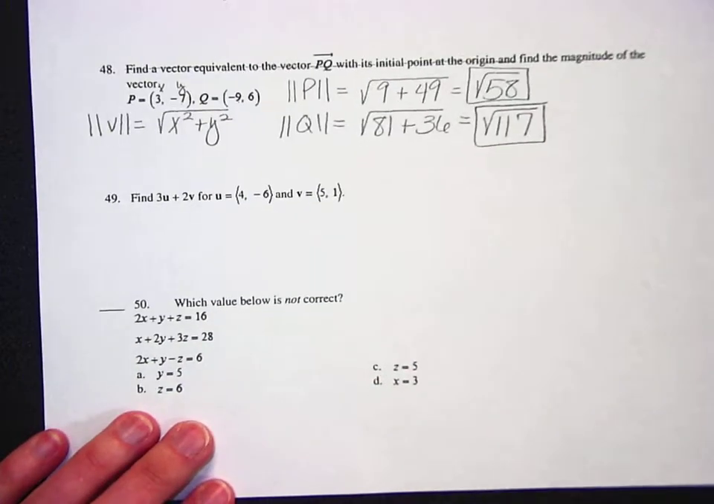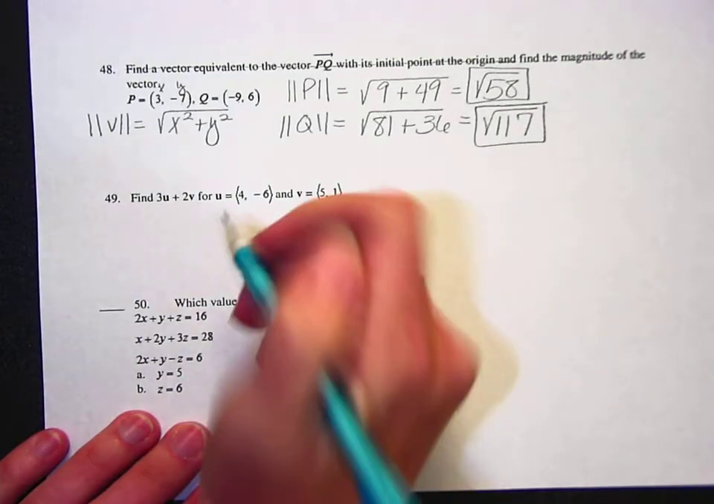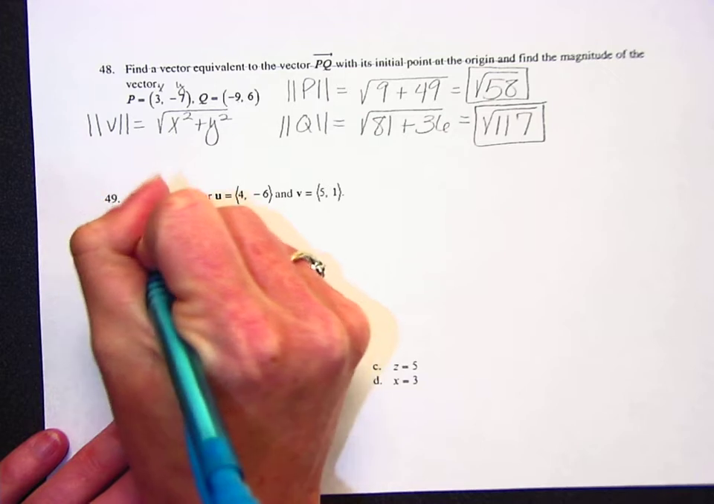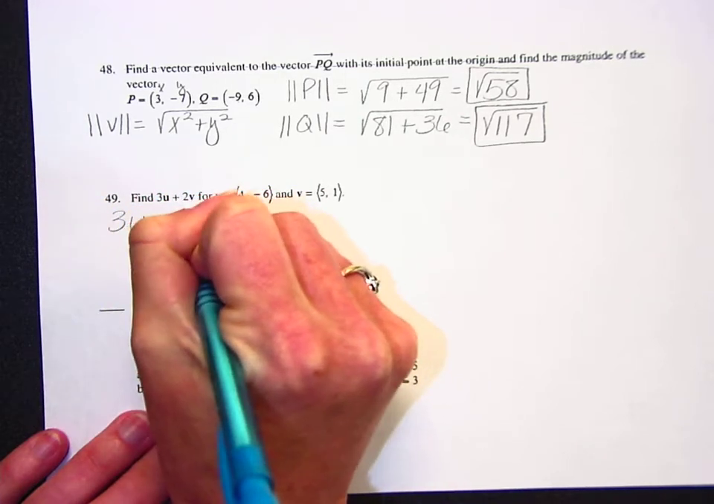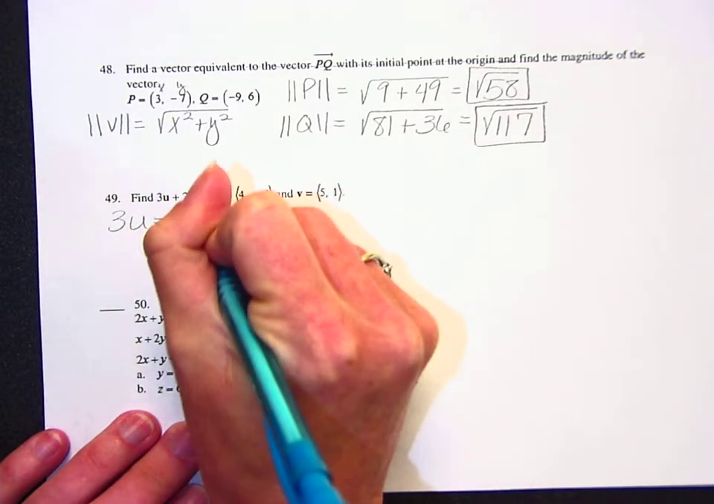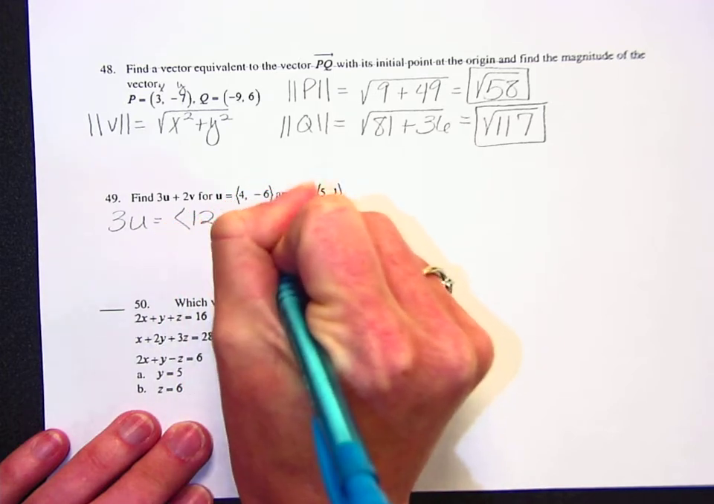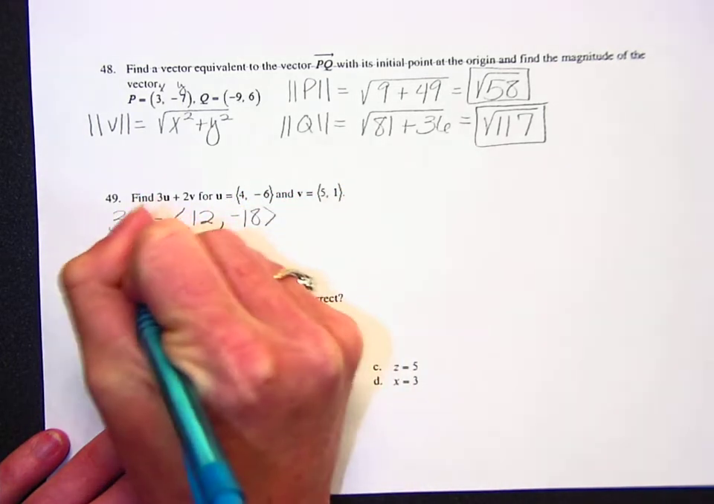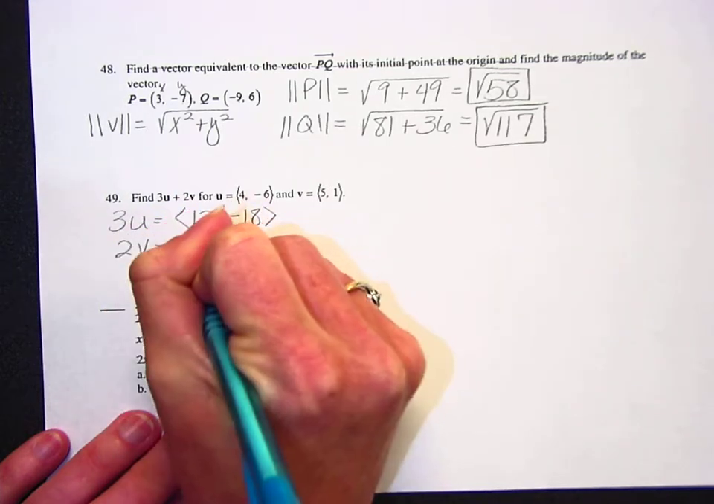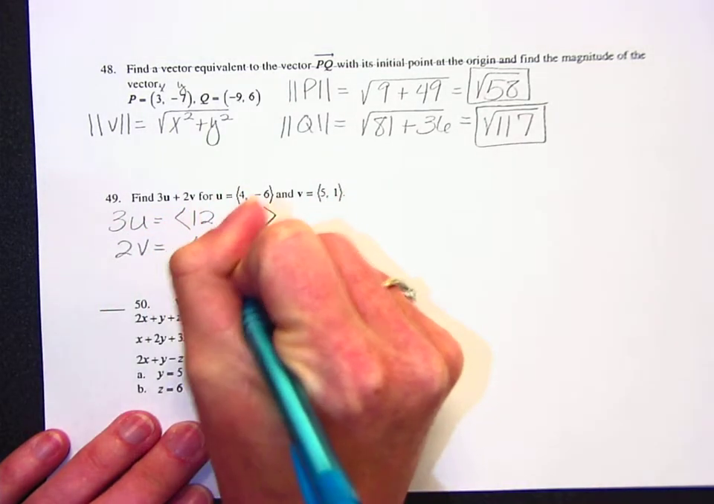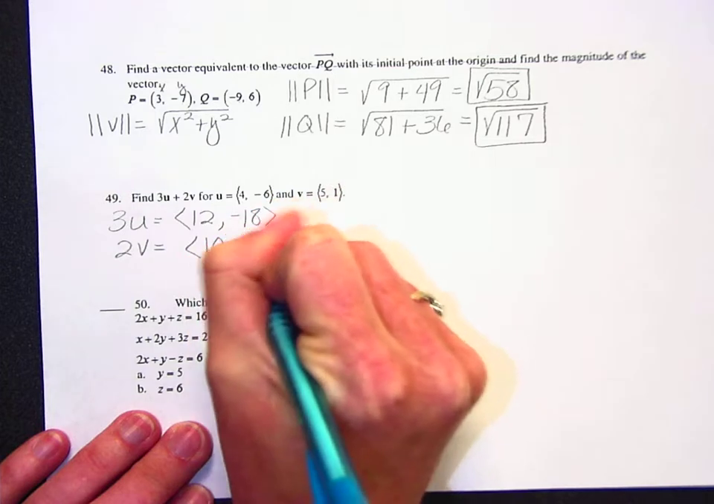Okay, on 49, we're adding some vectors together. We're also going to multiply by this scalar. So let me start by finding out what vector 3 times u is going to be. So u with 4 is 12, and 3 times negative 6 gives me negative 18. And then I'm also going to add that to 2v. So let's double v real quick. That's going to give me 10 and 2.